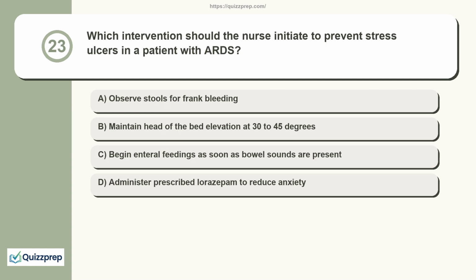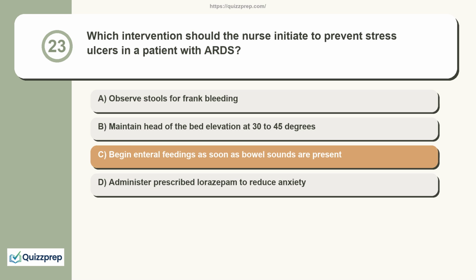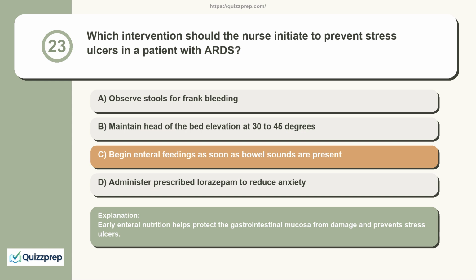Question 23. Which intervention should the nurse initiate to prevent stress ulcers in a patient with ARDS? Observe stools for frank bleeding. Maintain head of the bed elevation at 30 to 45 degrees. Begin enteral feedings as soon as bowel sounds are present. Administer prescribed lorazepam to reduce anxiety. Early enteral nutrition helps protect the gastrointestinal mucosa from damage and prevents stress ulcers.